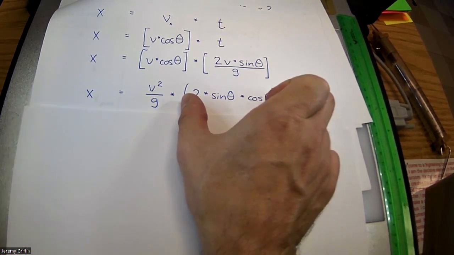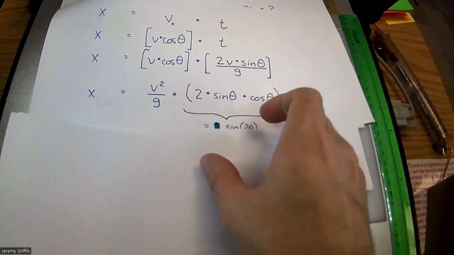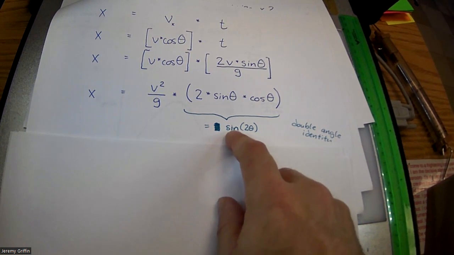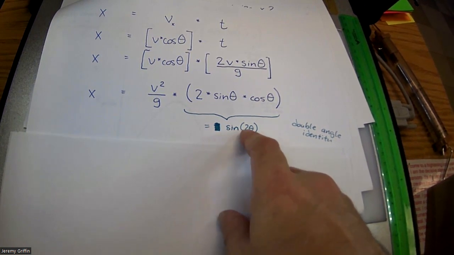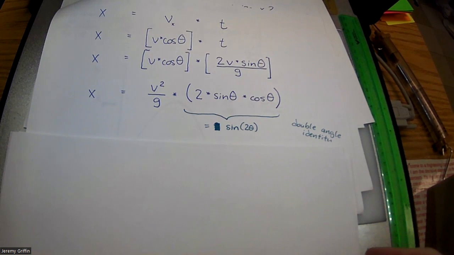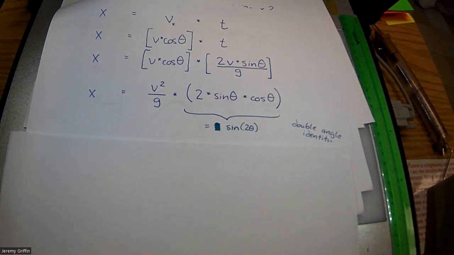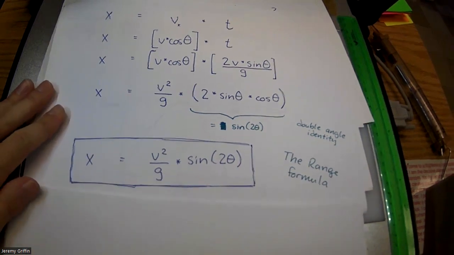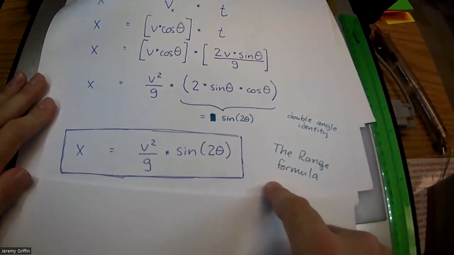It's a double angle identity. You guys remember sine 2 theta? Sine of the double angle is equal to 2 times sine times cosine, right? So maybe it's not absolutely necessary to do this, but we're going to take advantage of this to solve an optimal angle situation later, right? So if you do that substitution, you get what's called the range formula.